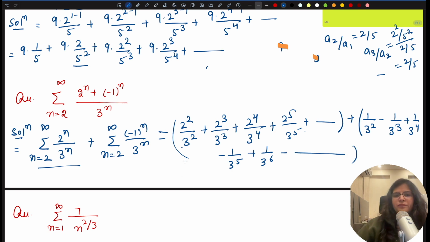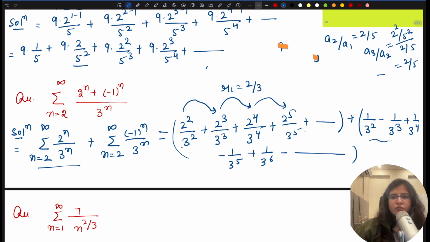In the first series, this is a geometric progression with r equal to 2 by 3. Because if you multiply this by 2 by 3, you will get the second term. Multiply this by 2 by 3, you will get the third term. Multiplying 2 by 3 to it, you will get the fourth term. This way you will keep getting the next term. So here r1 is equal to 2 by 3.